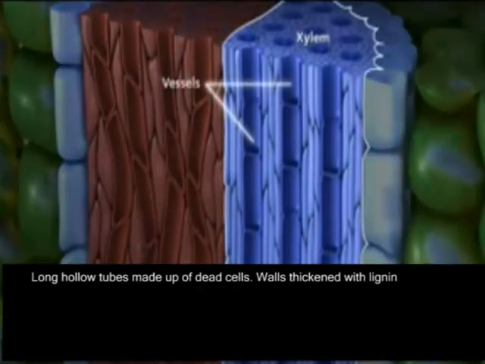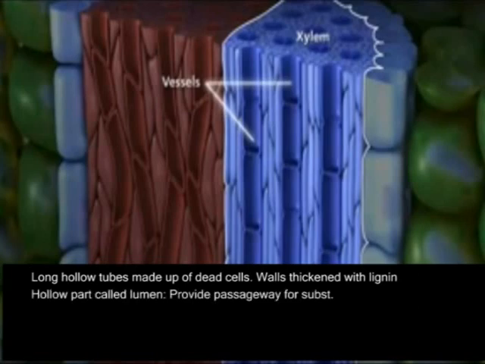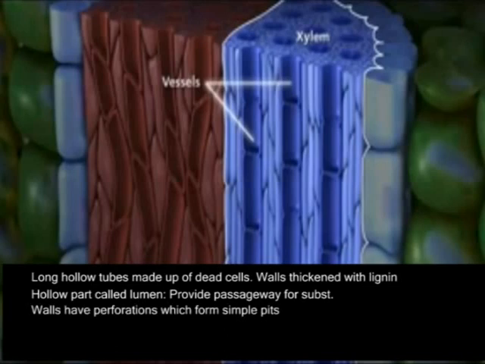The thickening occurs in a variety of patterns. Some of the patterns are spiral, annular, and reticular. The hollow part is known as the lumen and provides passage for substances. The xylem walls have perforations which form simple pits. The lateral movement of substances is made possible through the pits, and the vertical movement is made possible by the lumen. As the vessels grow and develop, more lignin is deposited.